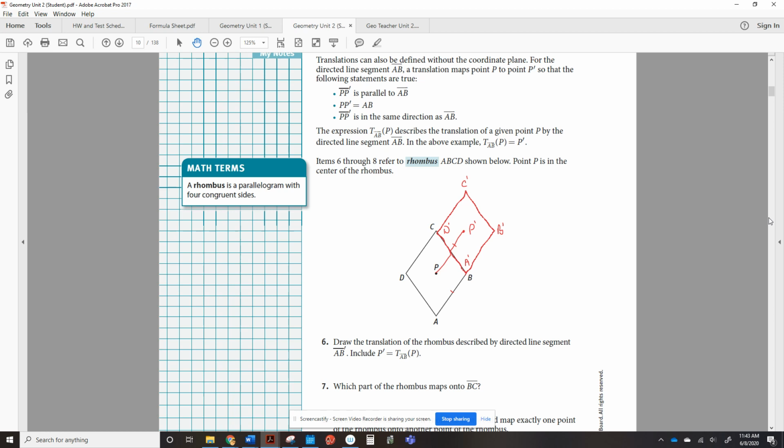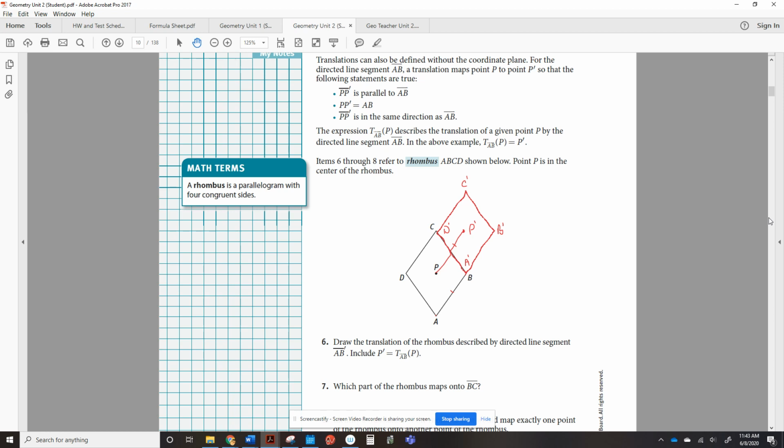Okay, and that should make sense because P was right there when I started right here at A, and as I moved from A to B, as soon as I got to B, I stopped. So that's going to be the same distance as this one right here. Here's the expression, the translation along AB of the point P. Now, this is not special. This basically says that the translation along the line segment AB moves P to P prime.